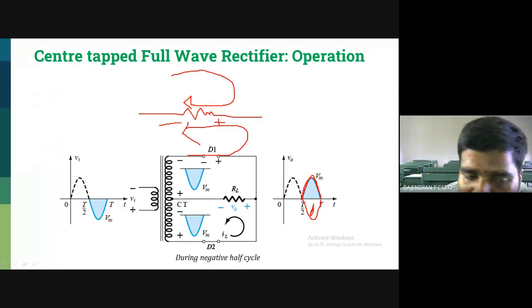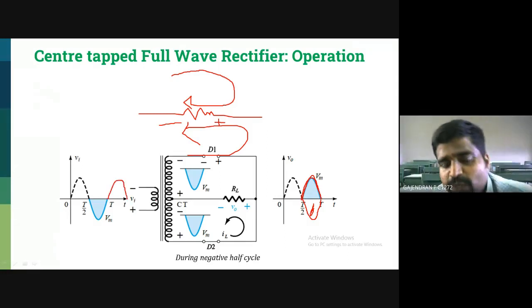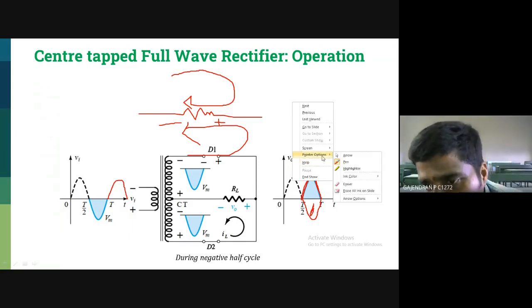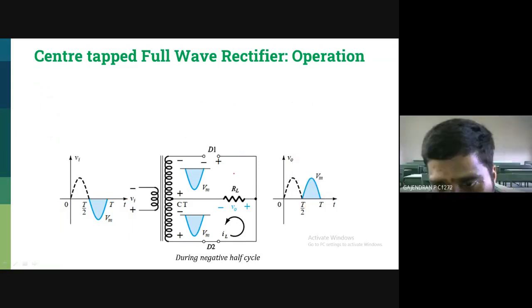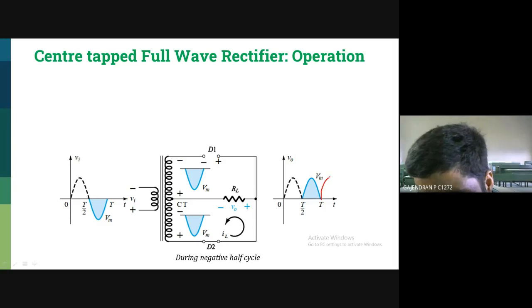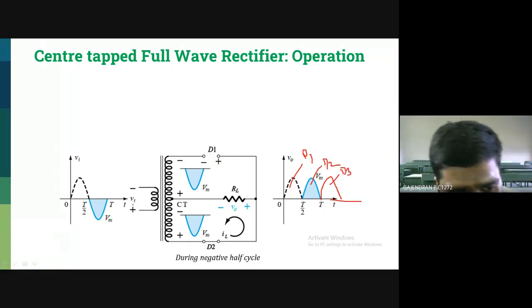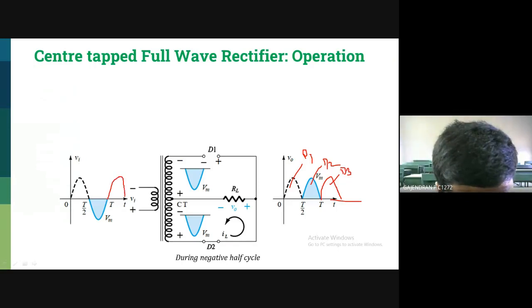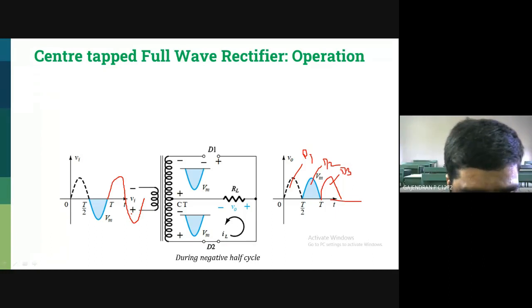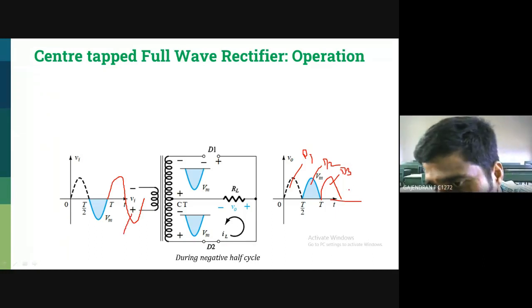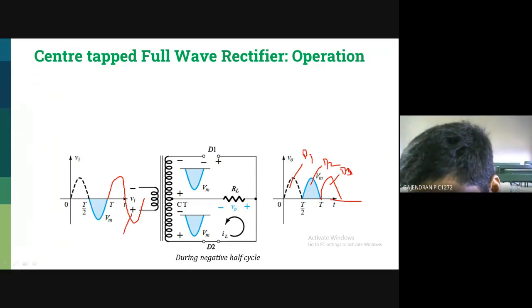Can anyone tell me what happens in the next positive cycle? Which one will conduct in the next positive cycle? D1. So again I will get this output. Am I correct? So this is D1, this is D2, then in the next cycle D1. What about the third half cycle? Oh, the fourth, right. In this portion, which one will conduct? D2.